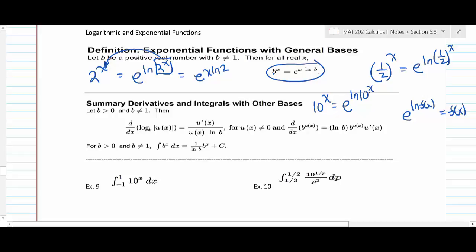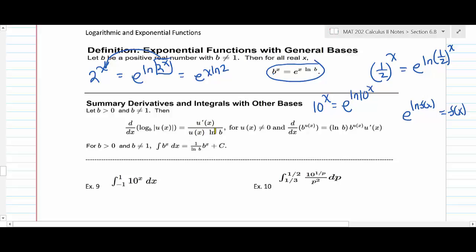Because what happens in these problems is you get some really messy rules. And I'll be honest with you, I never remember these rules. You learn this in Calc 1. If you're doing a derivative of log base b, a log other than e, of u of x, it's u prime of x over u of x times ln of b. I don't ever remember that.